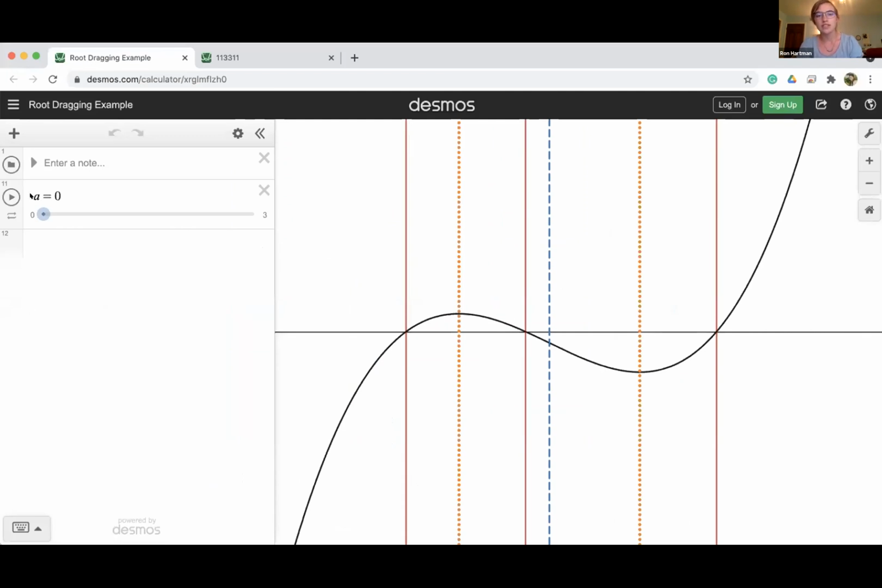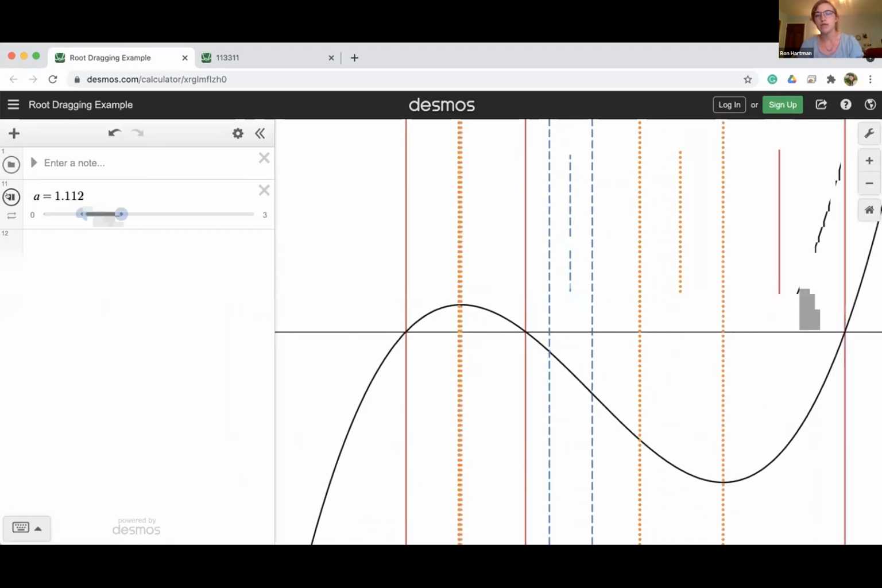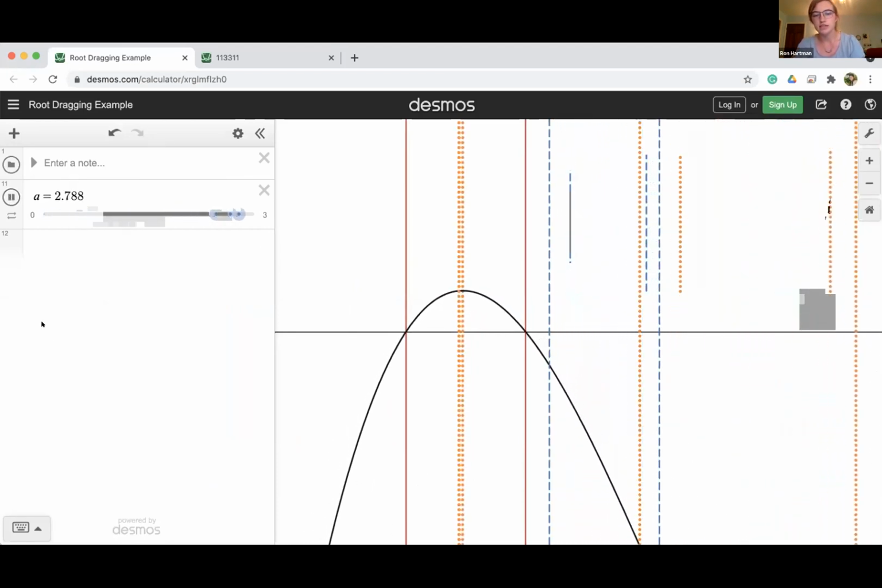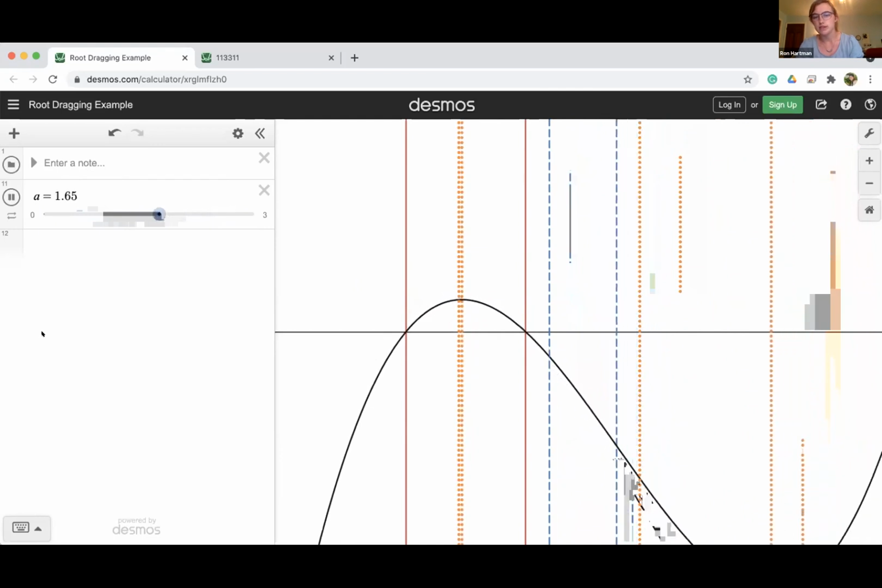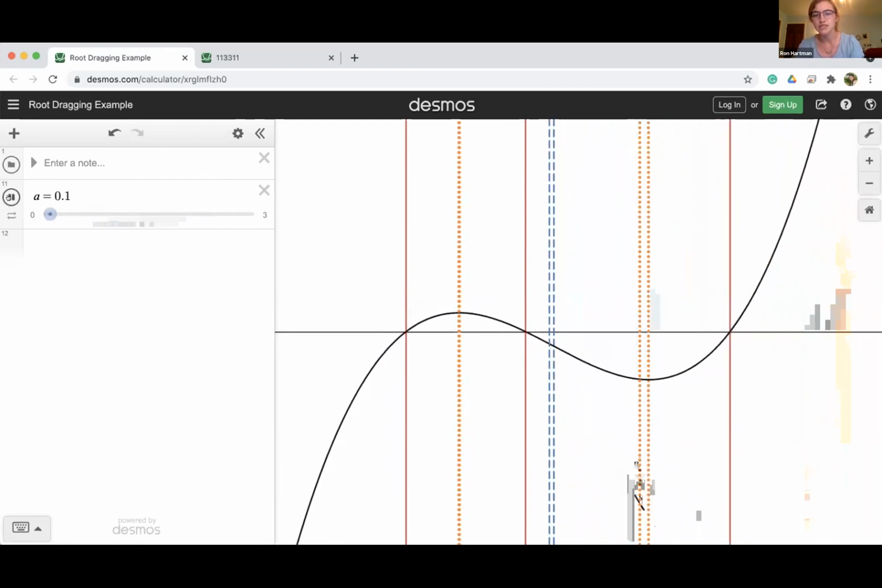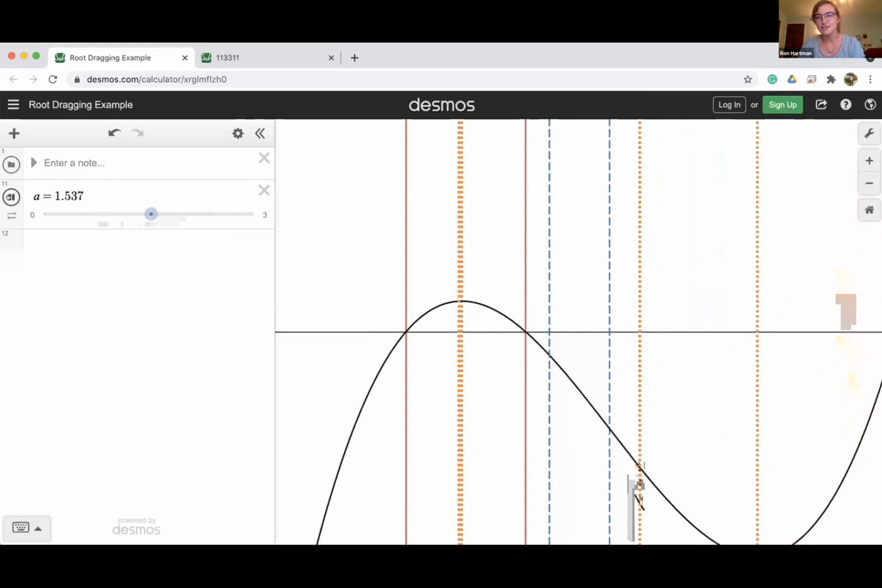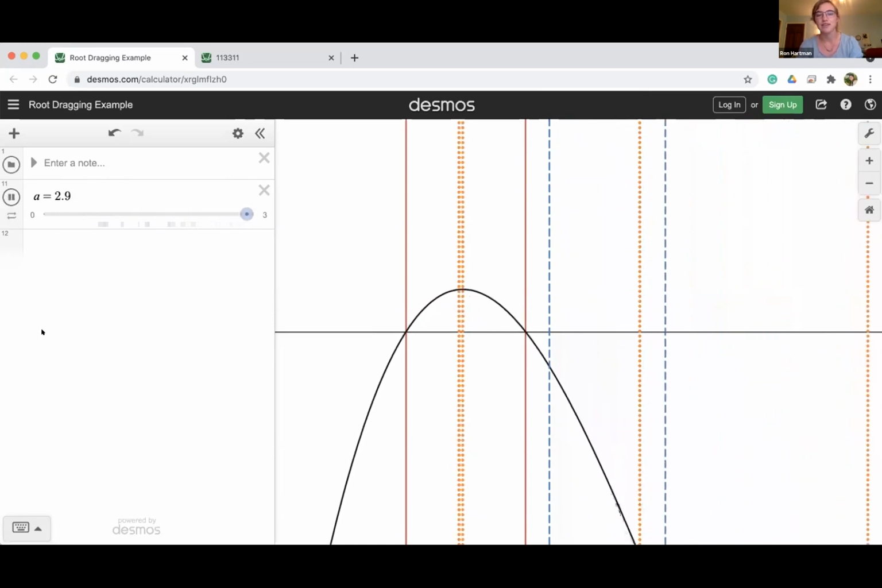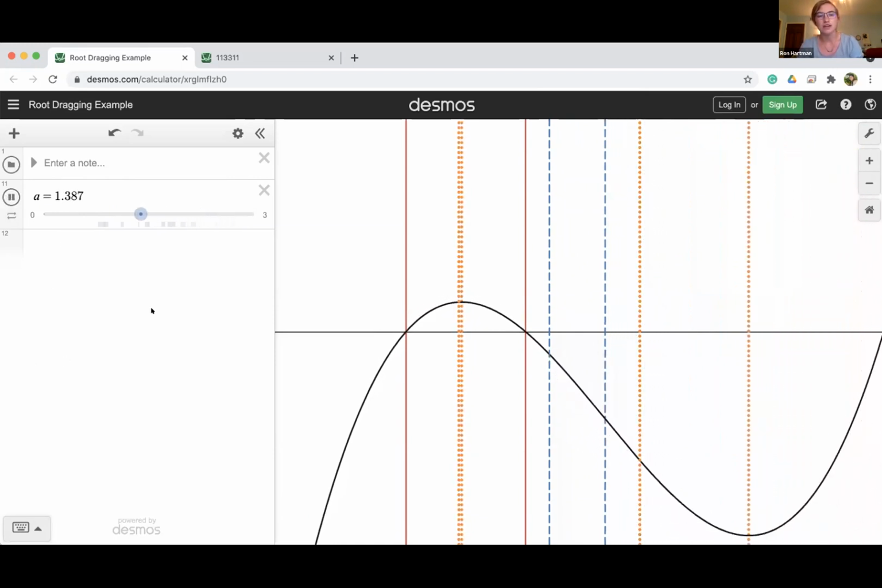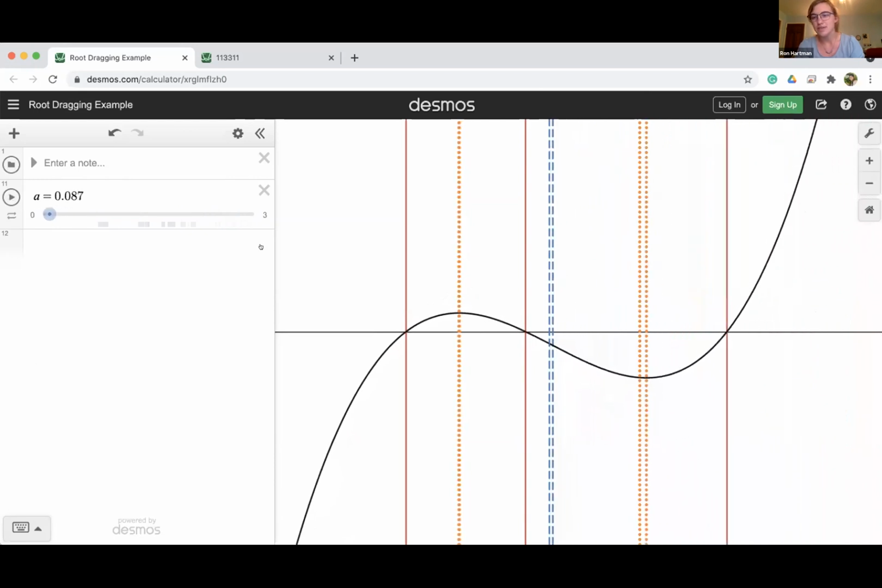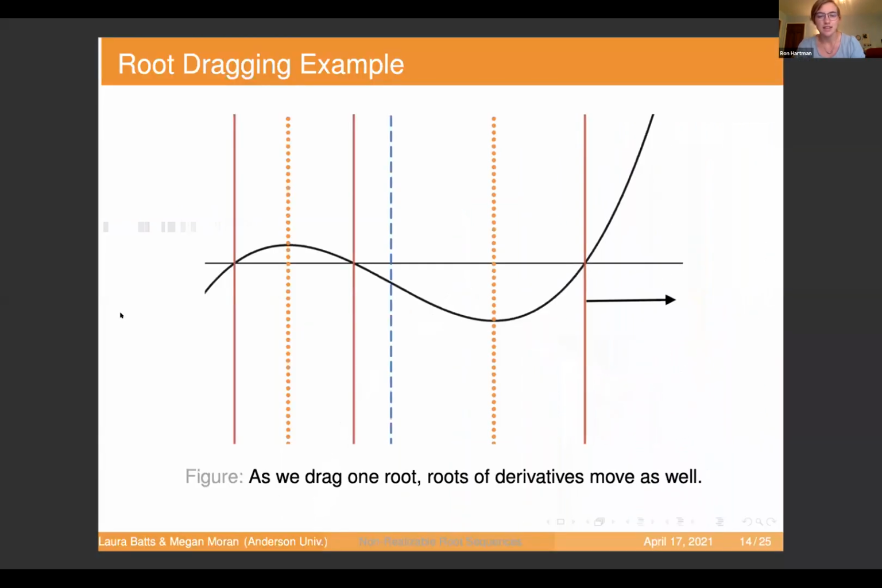We can see that as that far red right root moves outward, the second and third degree roots also move with it, or maybe those are the 0th roots. But nevertheless, as you drag one, it has a corresponding effect on the others. You can go ahead and go back to the other presentation, Megan. Thank you. So we use this in our proof.